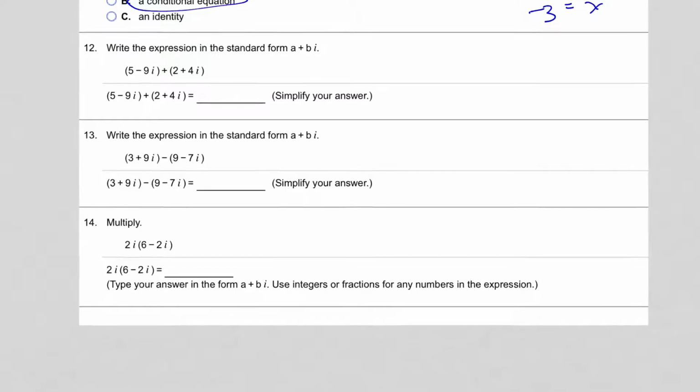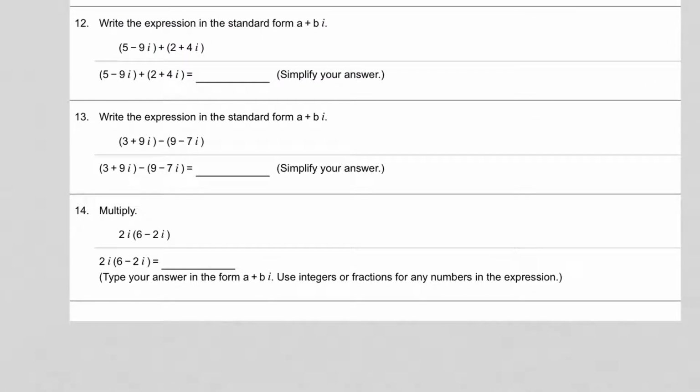Now let's take a look at some of the stuff we found in the imaginary number system. So standard form looks like this. So we're just going to combine like terms here. So 5 plus 2, that's 7. And negative 9i plus 4i is negative 5i. Okay? So just combining like terms.